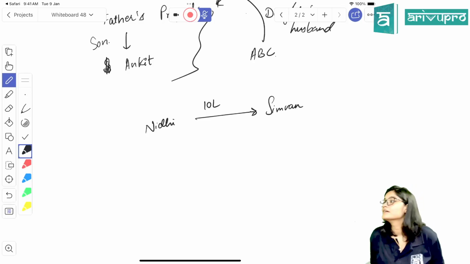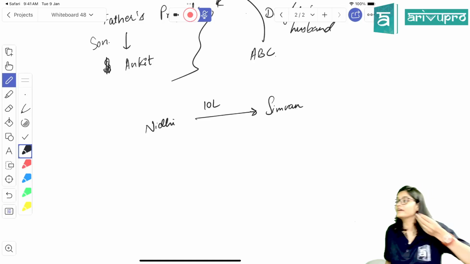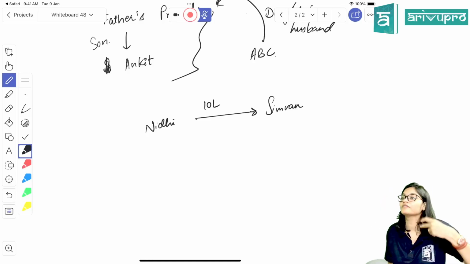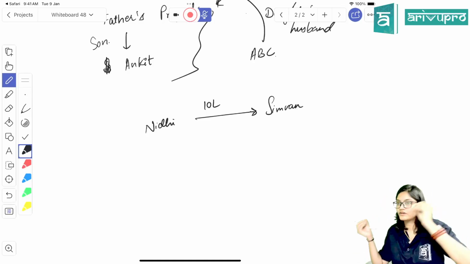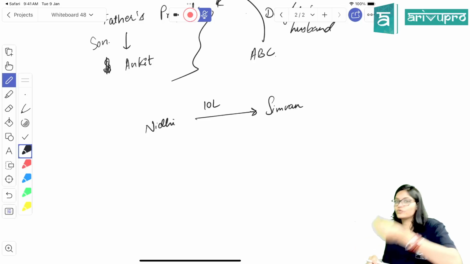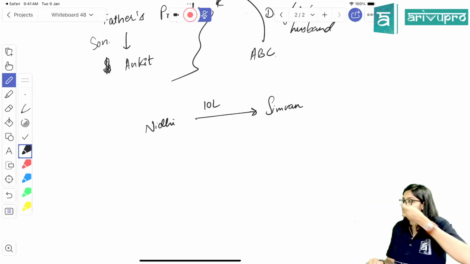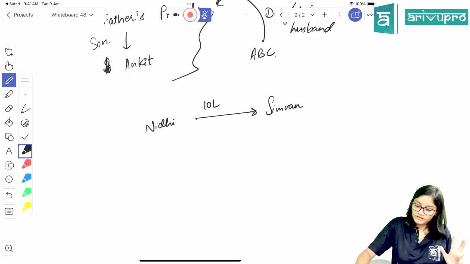Explain the facts, right? That 10 lakh I need it. I am asking for 10 lakh from Simran, for what? Whether I have given her raw materials, or given her a loan, what I have done. Why should I get the 10 lakh, right? So explain the facts.